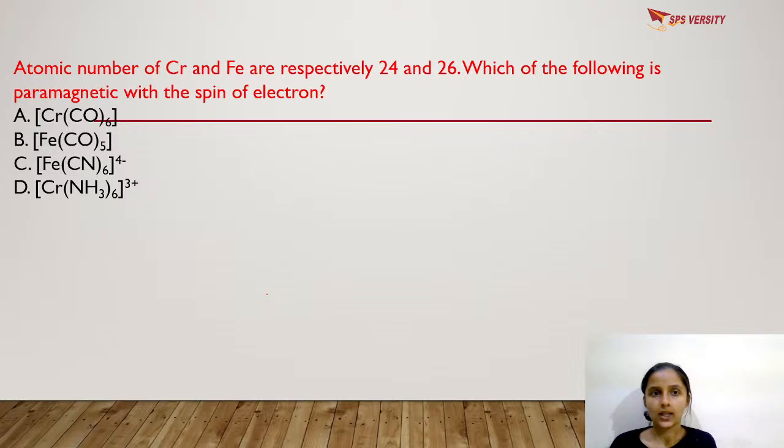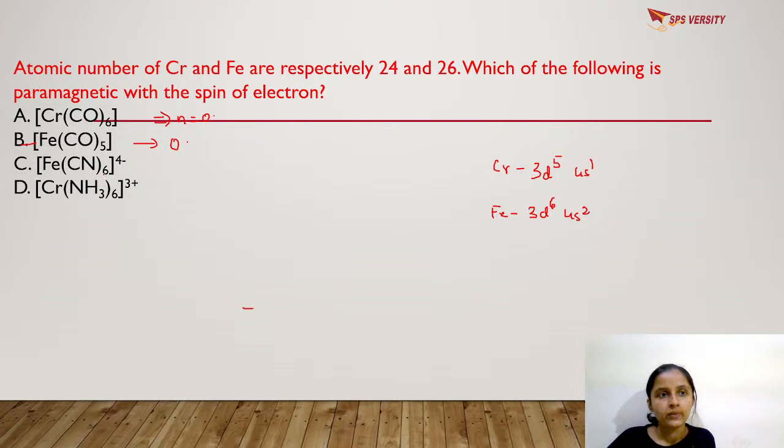Atomic number of chromium and iron are respectively 24 and 26. Which of the following is paramagnetic with spin of the electron? What will be the correct answer? So first complex, here the oxidation number is equal to 0. The number of unpaired electrons is equal to 0. Here also the oxidation number of the metal is equal to 0. So the question is, which of the following is paramagnetic?